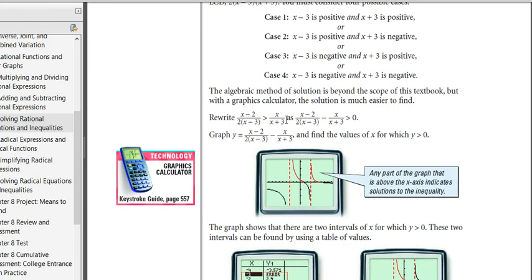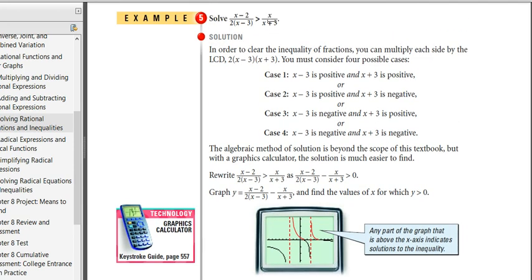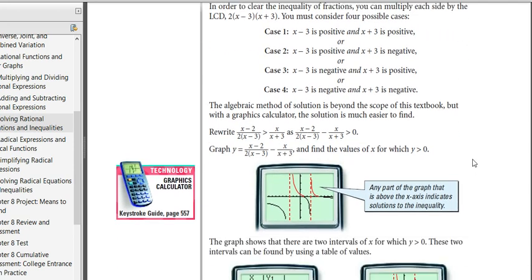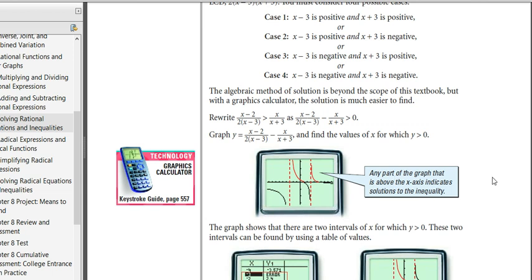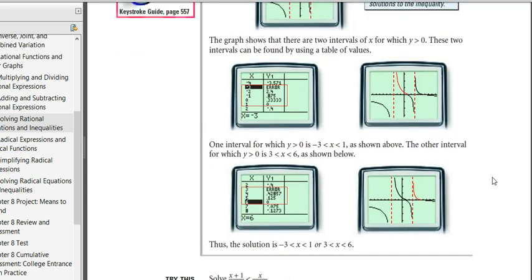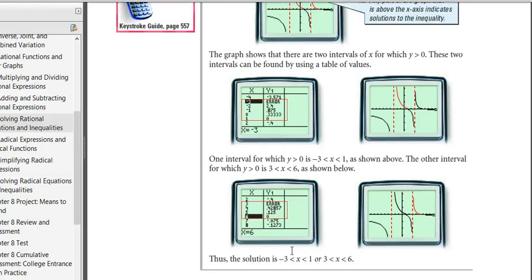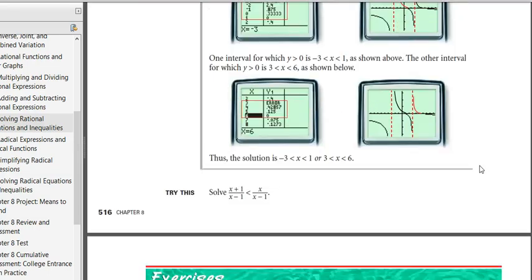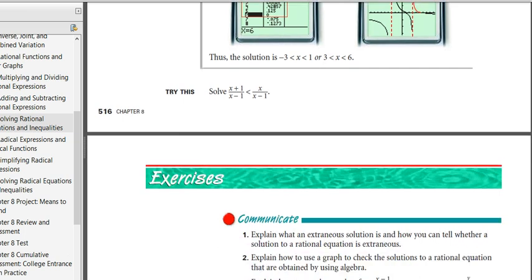So all we have to do though is we can subtract x over x plus 3 and then take a look at our graph. And we can go through that step by step. But the point is, using your graph and your table, it's fairly simple. You got 2 ranges that are solutions there. And so that's all there is to it, and now we can probably get some things done.